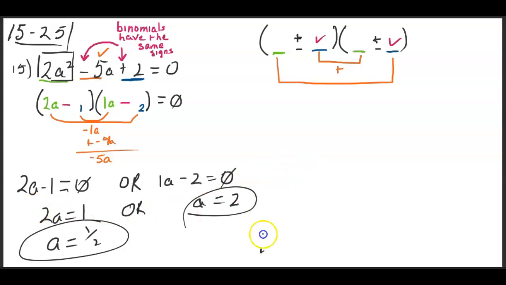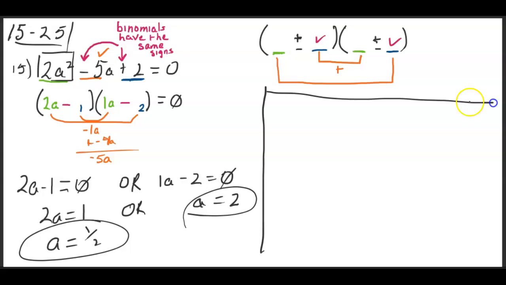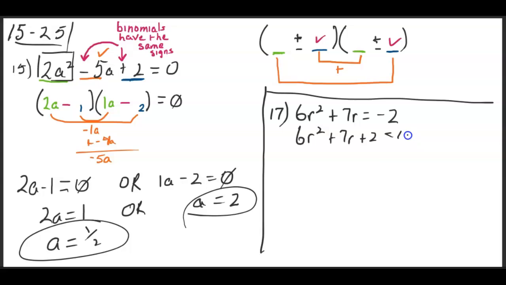So let's look at number 17, and let's just get this set up. With number 17, it begins 6r squared plus 7r equals negative 2. So remember, the first rule is set the equation equal to 0. So this becomes 6r squared plus 7r plus 2 equals 0. Right? And that's an equals, not less than. My tablet every once in a while has an attitude.